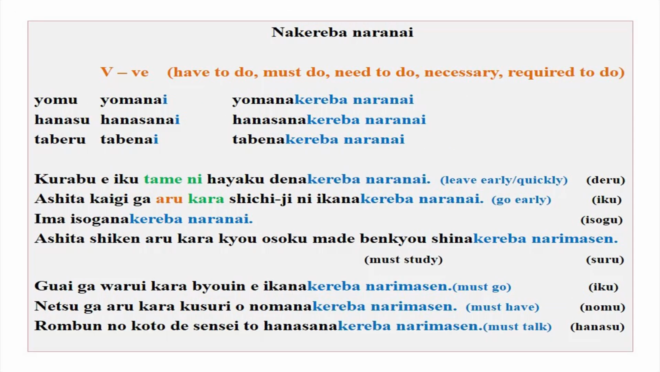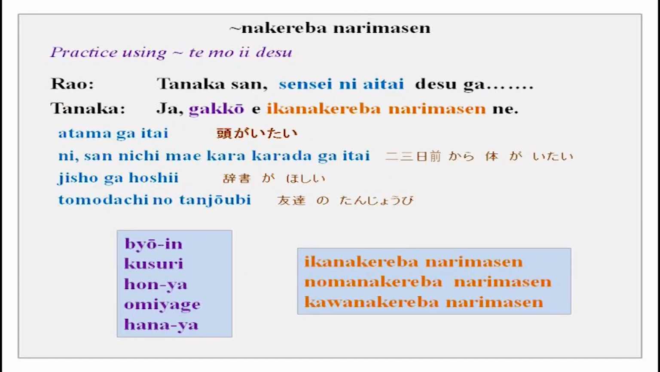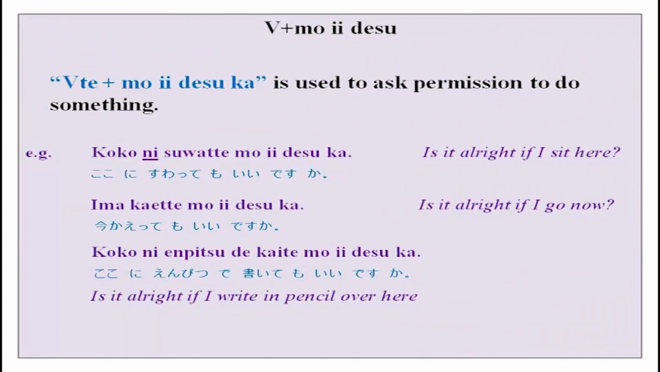So in this manner, you can practice all that is given over here and use nakereba narimasen with whichever verb you want to use. There is a lot of vocabulary here: byouin, kusuri, honya, omiyage, hanaya. Now, we have been doing te form, and this is the most polite way to ask for permission.